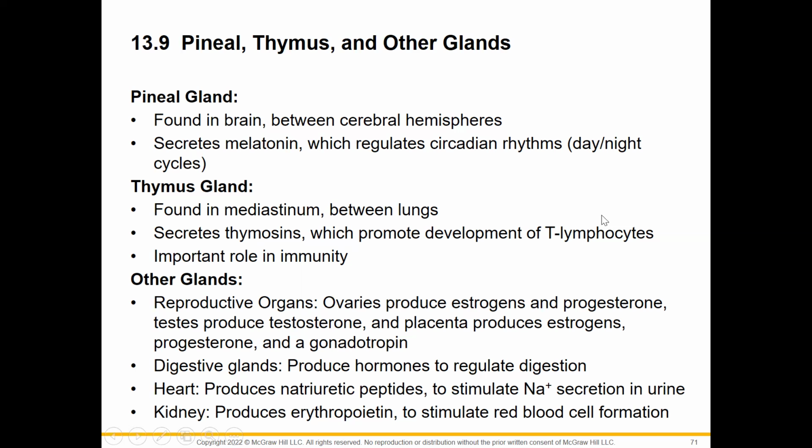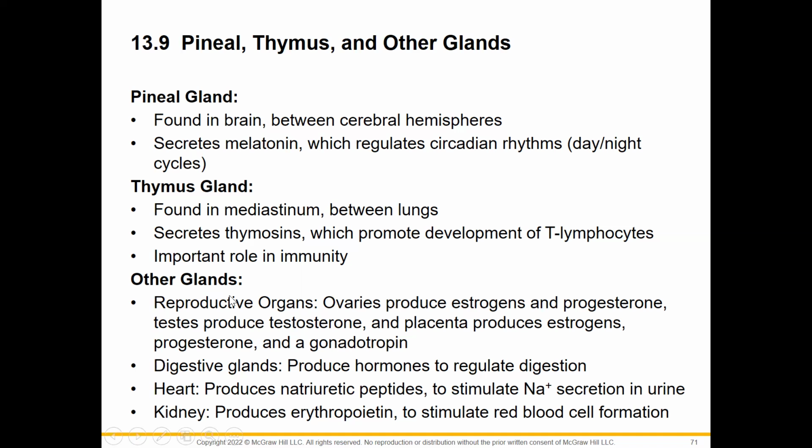A lymphocyte is a cell. Cyte means cell. Lympho has to do with the lymphatic system, and in particular, this is a function of the immune system. So, thymosins help to promote the development and maturation of these T cells, which are part of your immune system. You have other glands, so you have your reproductive organs, your digestive glands, your heart, your kidneys.